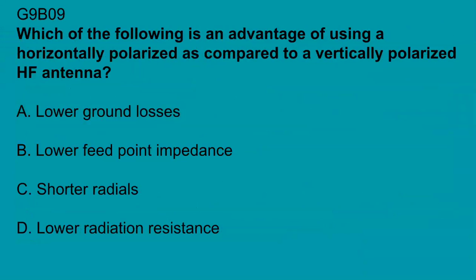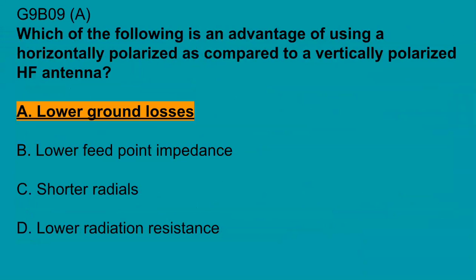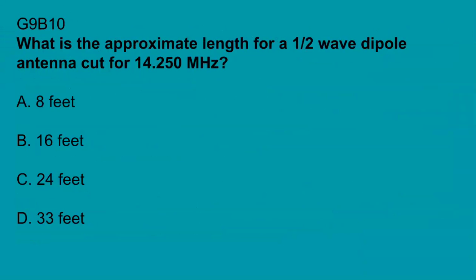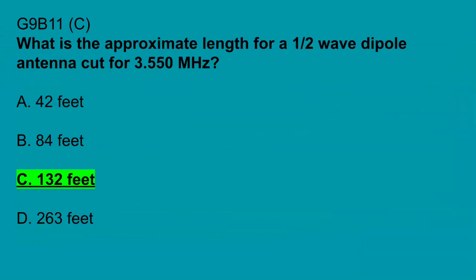G9B09, which of the following is an advantage of using a horizontally polarized as compared to a vertically polarized HF antenna? Lower ground losses. G9B10, what is the approximate length of a half-wave dipole antenna cut for 14.250 megahertz? It's going to be 33 feet. G9B11, what is the approximate length of a half-wave dipole antenna cut for 3.550 megahertz? 132 feet.